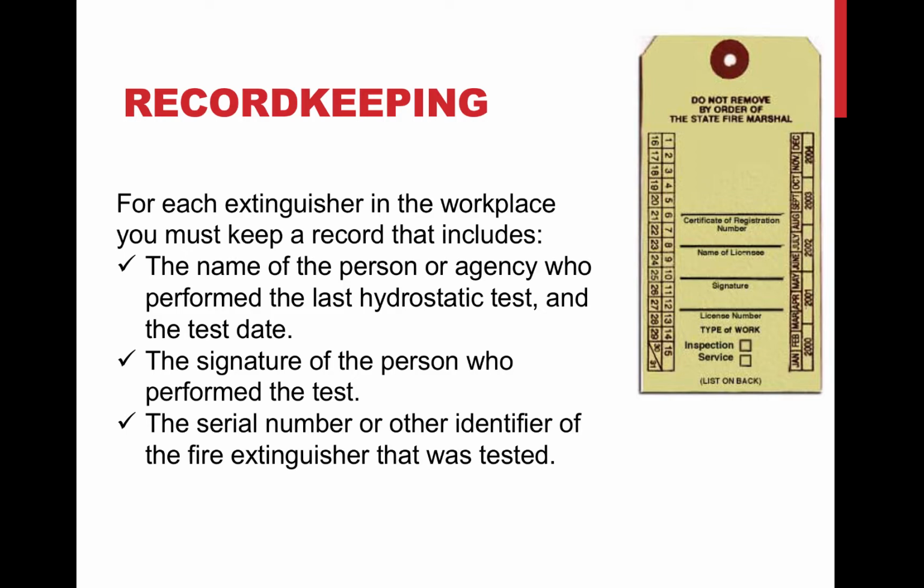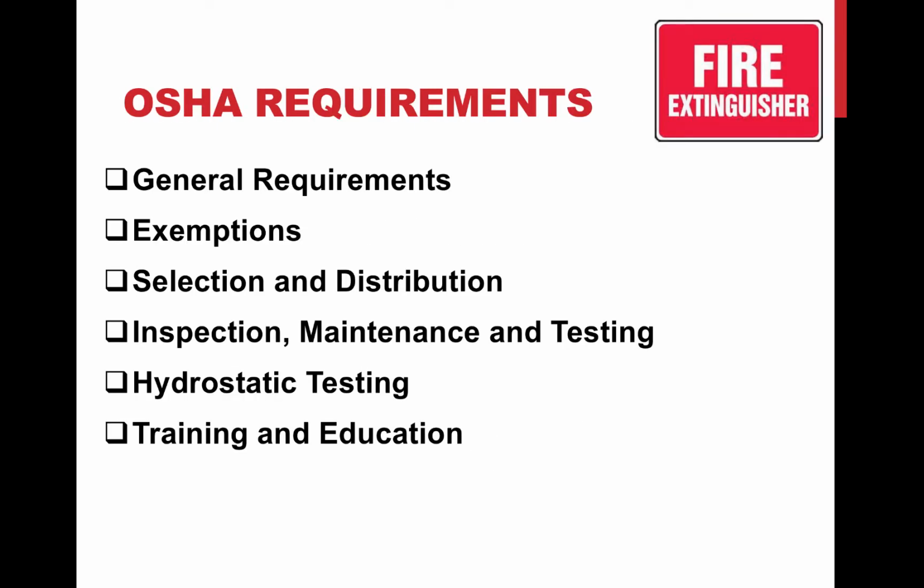There's some record keeping. For each extinguisher in the workplace, you must keep a record that includes the name of the person or agency who performed the last hydrostatic test and the test date, the signature of the person who performed the test, and the serial number or other identifier of the fire extinguisher that was tested. In other words, these things have to be tested every once in a while to make sure the shell doesn't explode. OSHA has several requirements regarding fire extinguishers. We have general requirements, exemptions, selection and distribution, inspection, maintenance, and testing, hydrostatic testing, and training and education.